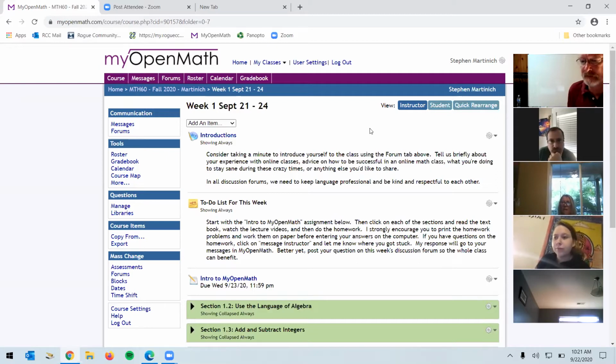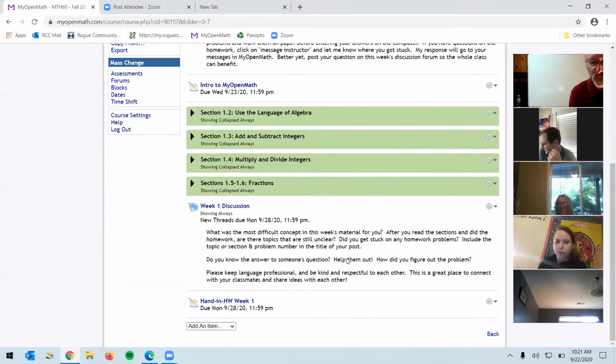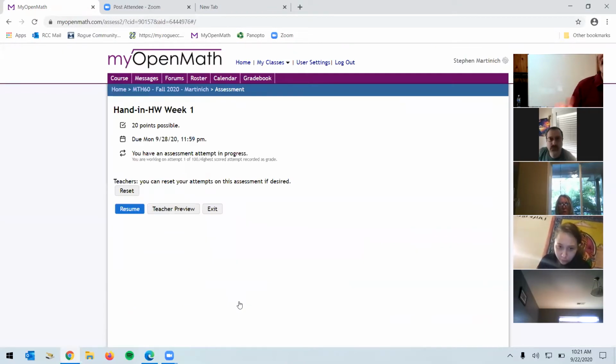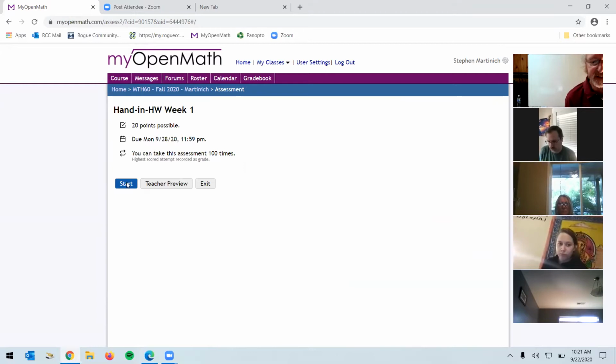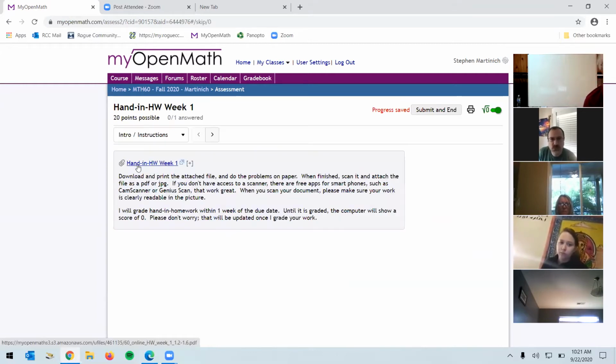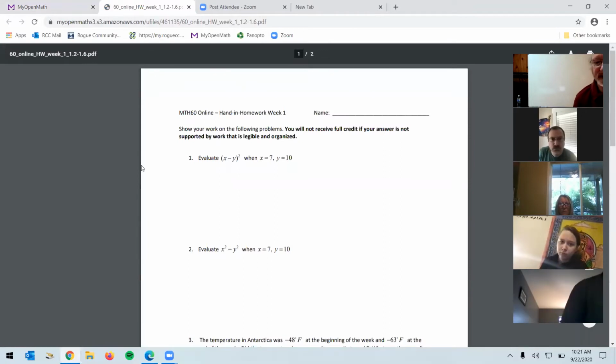Where are those? The hand-in homework? Okay, that's just where I was. Here I am in week 1 still. At the bottom of week 1, there's hand-in homework for week 1. Every week has that, unfortunately, at the bottom of the week. So if I reset for myself, here's what you would see, and there's this link to the hand-in homework. And here's what the first week's looks like.